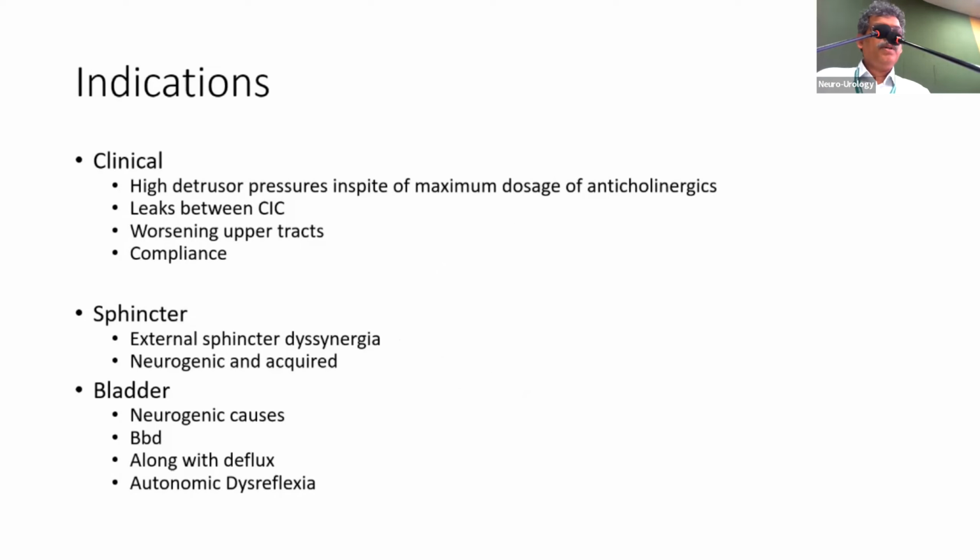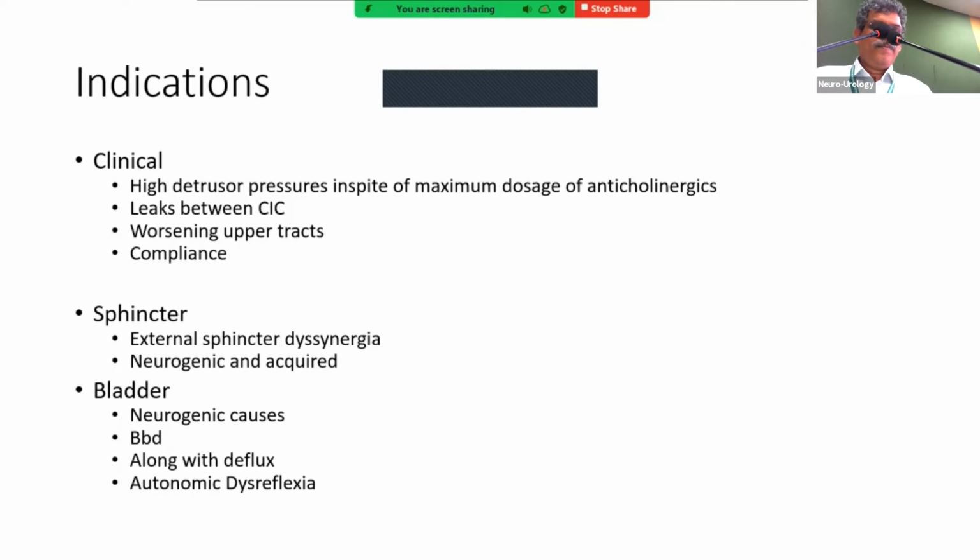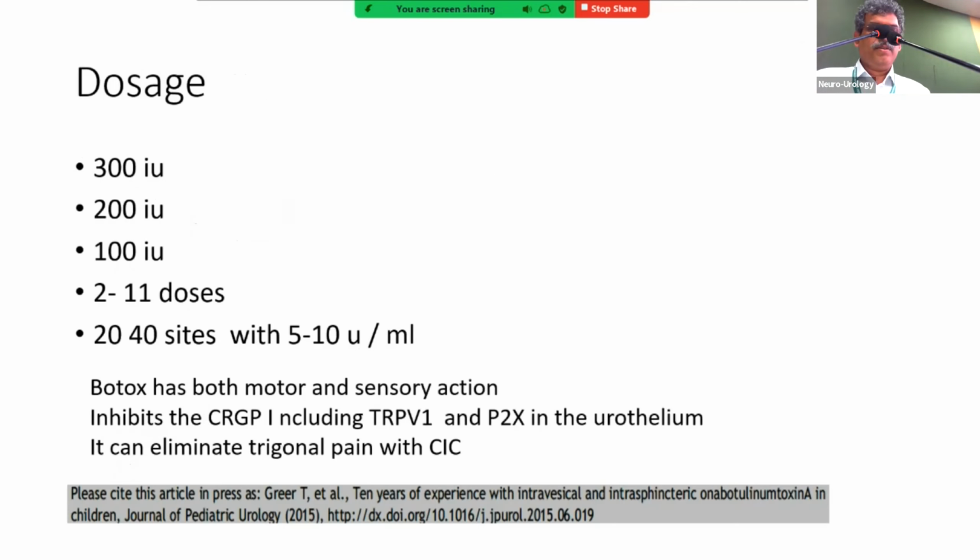You can also give Botox into the external sphincter where there is external sphincter dyssynergia, more so in female children, and also in males. The sphincter dyssynergia could be neurogenic or acquired. In the bladder, in neurogenic bladders with bladder wall dysfunction, we can give it along with Deflux, colloquially called detox. And in severe autonomic dysreflexia, we can give Botox to the bladder, which also helps.